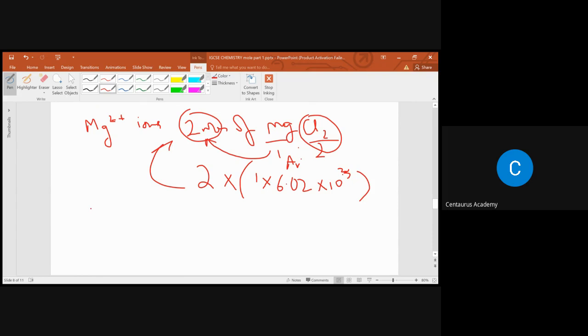Write your answers in the chat box for this one. You have to tell how many water molecules are present in 15.7 grams of water. Its relative molecular mass, Mr, is 18. You have to find the number of particles, the number of water molecules present in 15.7 grams.